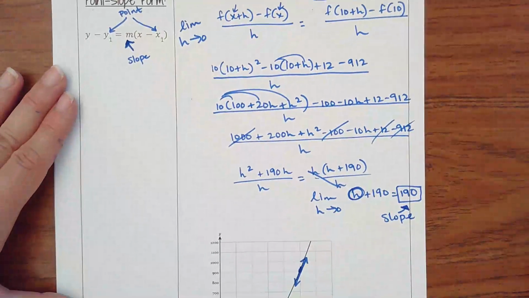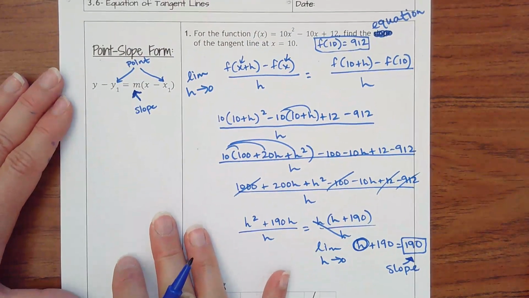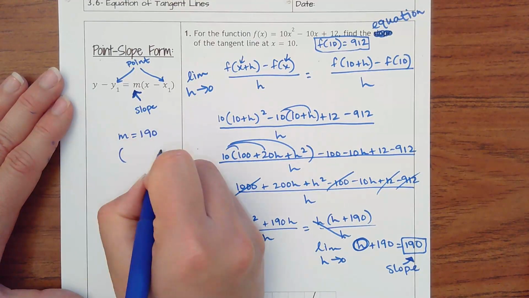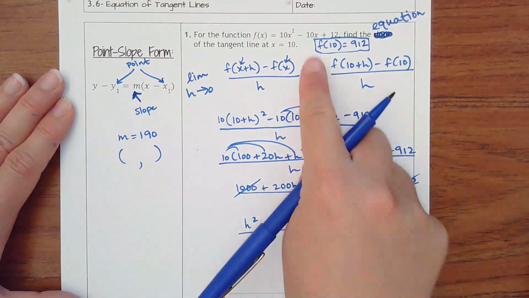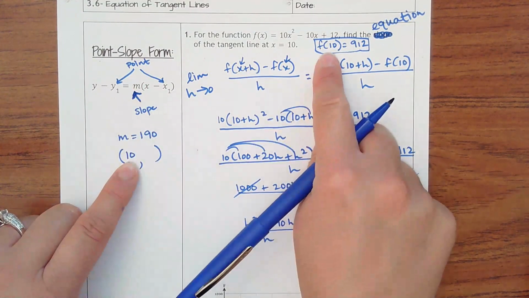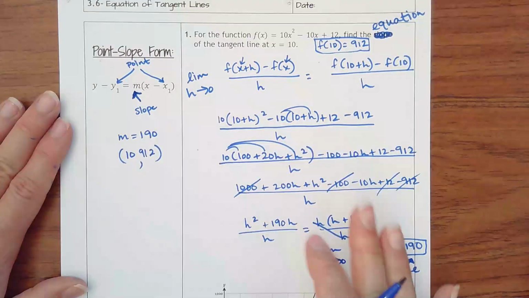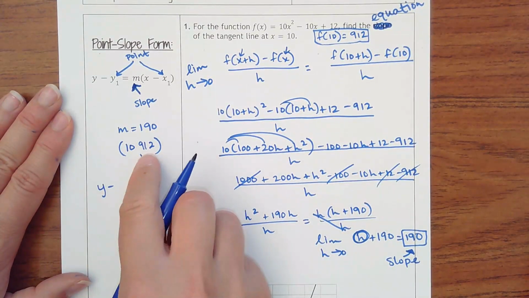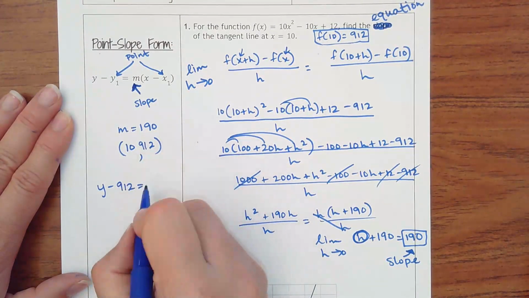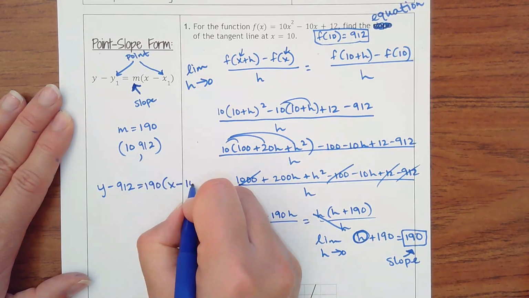Okay, now I'm ready to make my equation. I'm going to actually go over here. So my slope is 190. What's my point? What was my x value? Well, it was at x is 10. And what did I get out when I plugged in 10? That was my f of 10 was 912. So you go y minus your y value, which is 912, equals your slope, which is 190, times x minus your x value, which is 10.